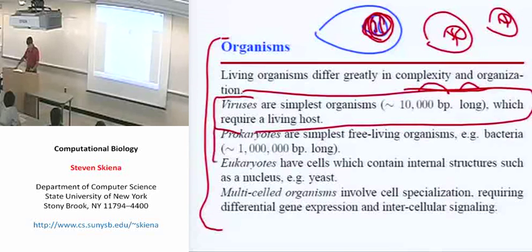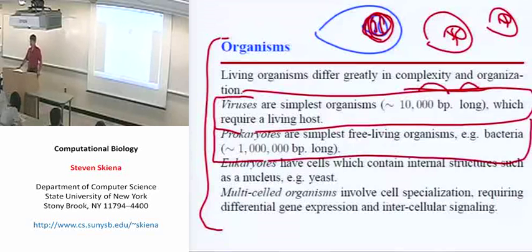The next simplest things are called prokaryotes. These are basically bacteria, and bacteria typically have a genome of about 1 million letters. So bacteria are generally much more complicated than viruses, by a factor of 100. Bacteria are free-living things, about the simplest free-living thing you can have, and they're very, very important.